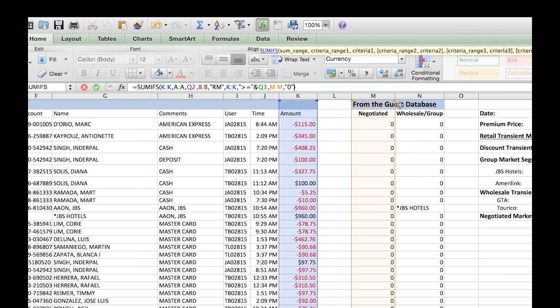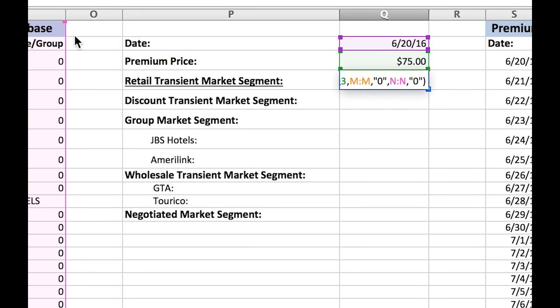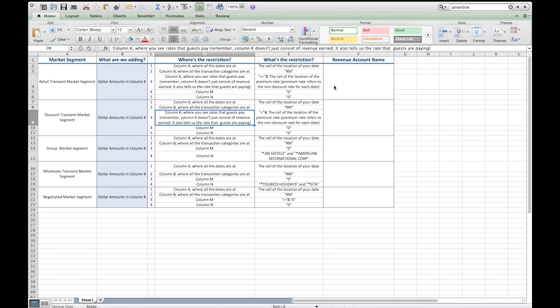Lastly, we have this group/wholesale column. Again, we don't care about groups or wholesalers right now, so let's also make sure that everything in this column is 0. Okay, yes, I agree. That was a lot of information to take in. But again, I'm mapping everything out in this cheat sheet for you, so making the formula is going to be pretty easy if you follow along.